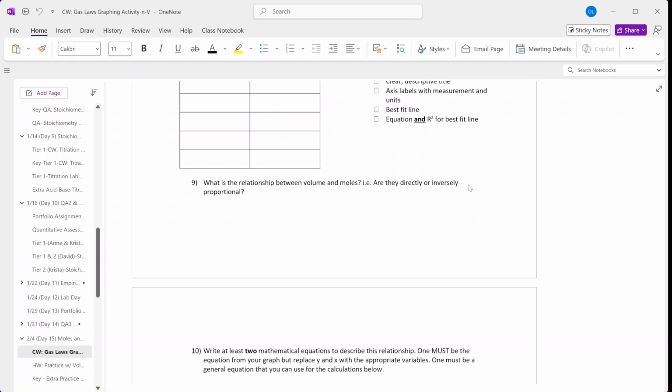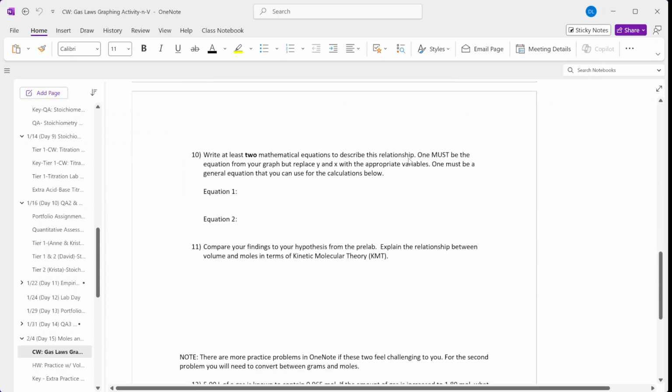An example of an inverse relationship would be where something is increasing, and the other property would be decreasing. So that's an inverse relationship. But a direct relationship would be if one thing increases, the other property also increases. So you can consider that. And then it has you write some equations for your relationship between moles and volume.